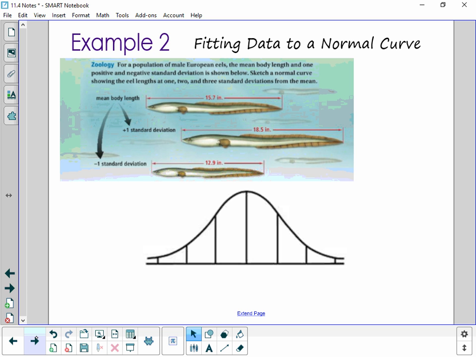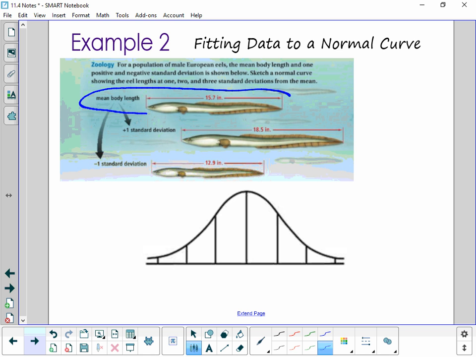The first one says, for a population of male European eels, the mean body length is shown and the standard deviations are shown below. We want to sketch the normal curve showing eel lengths at 1, 2, and 3 standard deviations from the mean. It tells us that this little guy is the mean length. So the center is where the mean goes, and it's saying that that's 15.7.